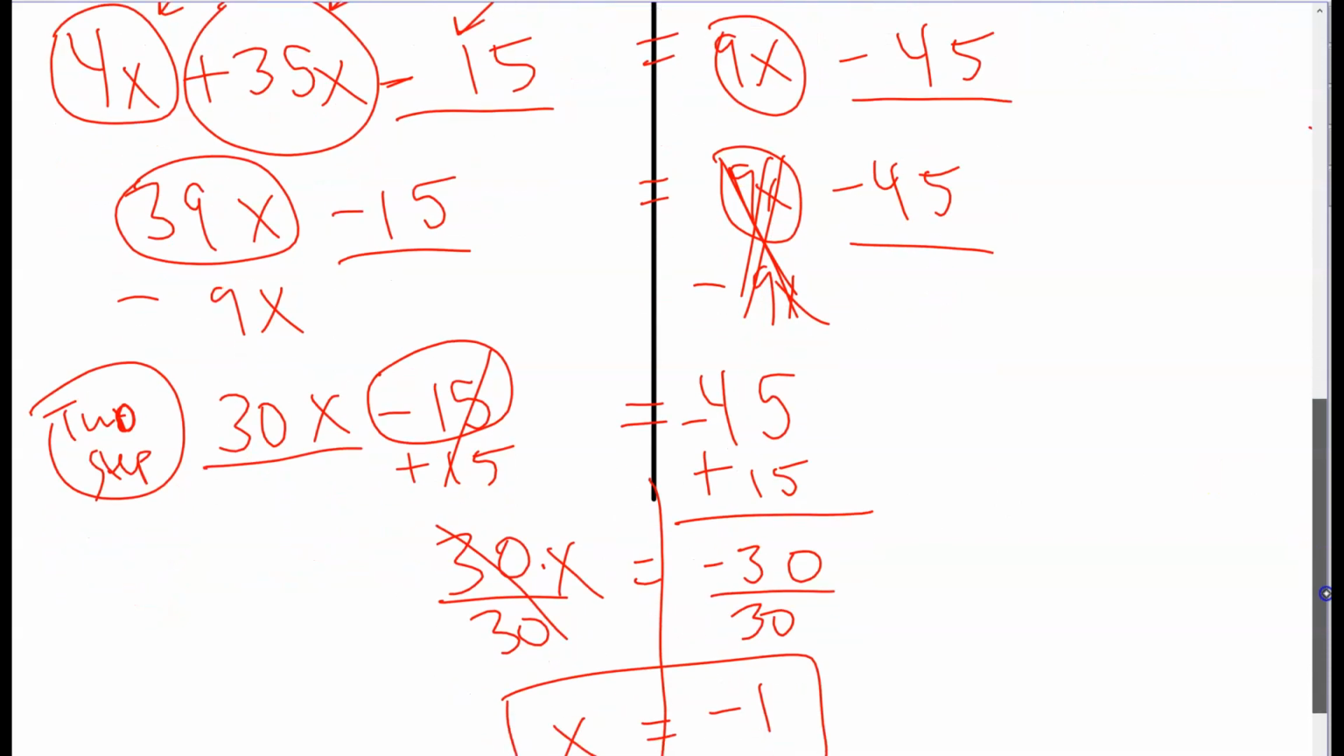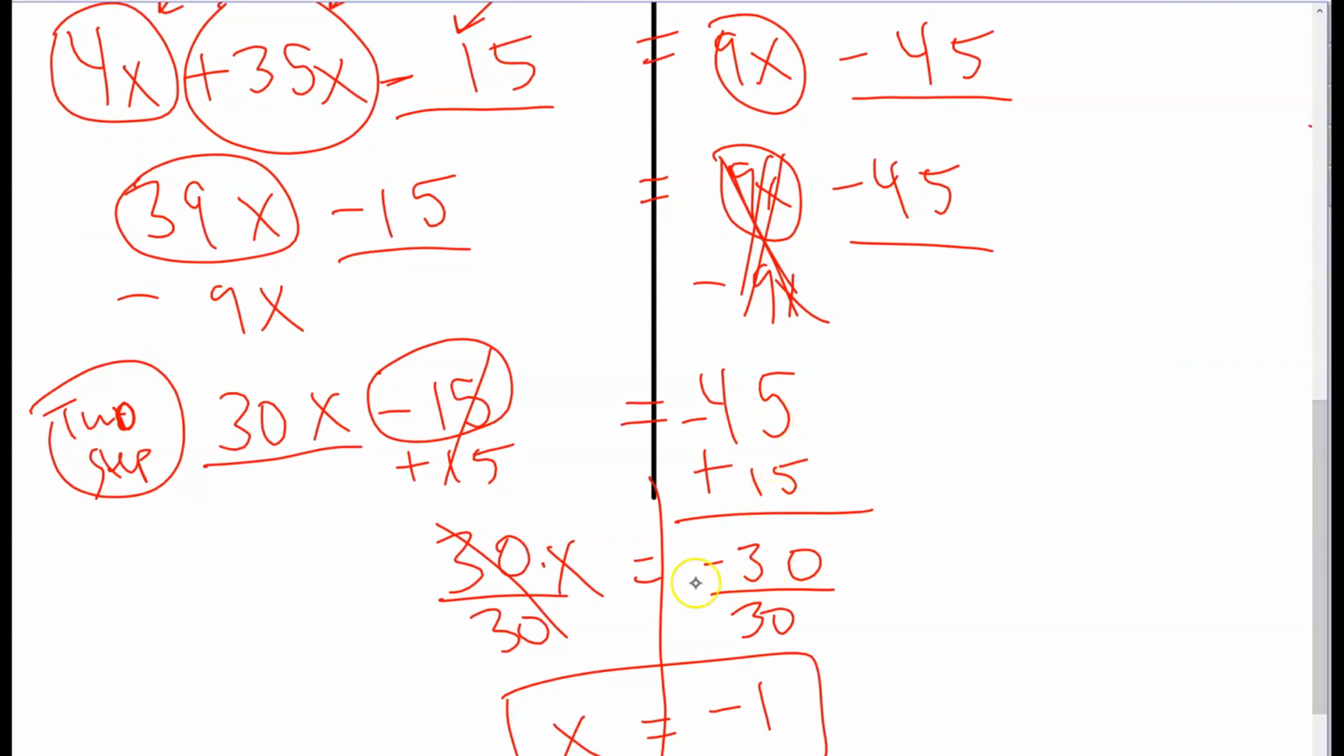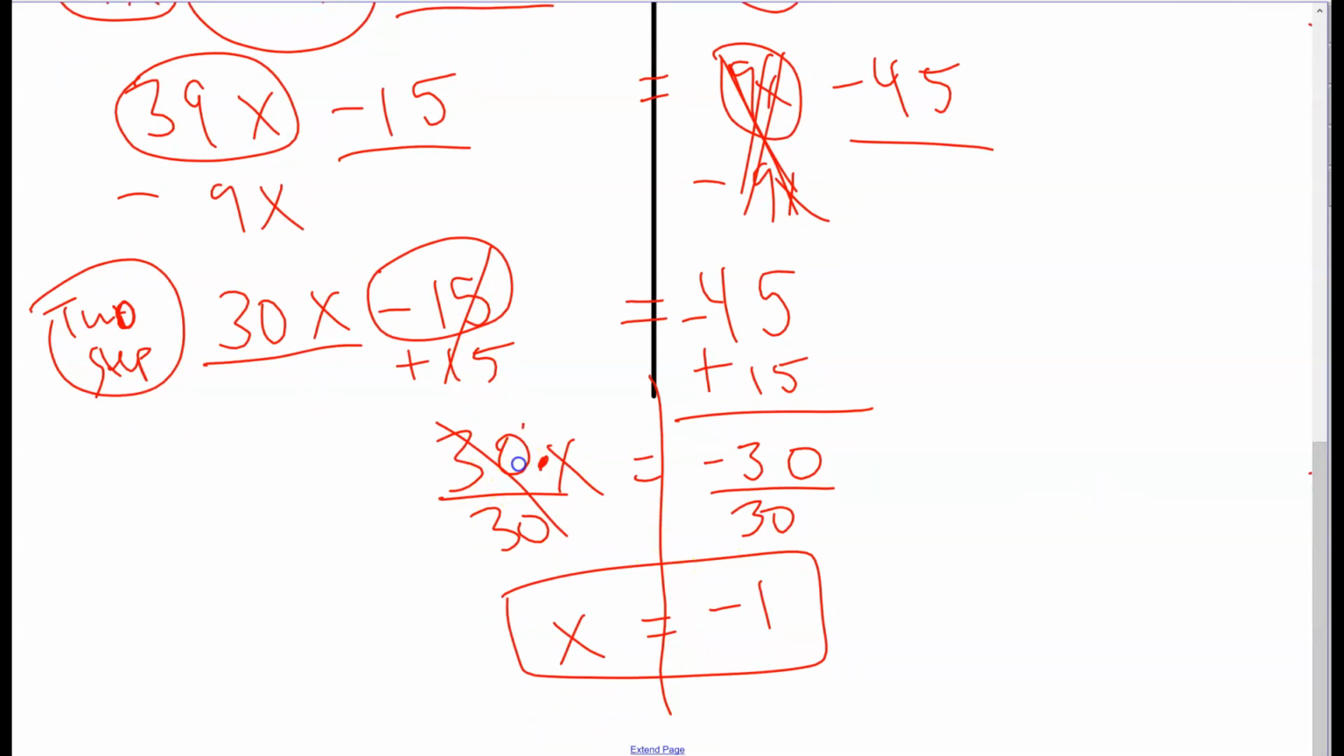This is where you've got to be careful. You have a negative 45 plus 15. I still have a negative value. It's a negative 30 when I add those two together. So I'm left with 30 times x, or 30x, is equal to negative 30. In order to get that x by itself, I need to divide by 30 on both sides. That reduces down to 1x. A negative 30 divided by a positive, negative divided by a positive, right, is a negative answer. And 30 divided by 30 gives me 1.